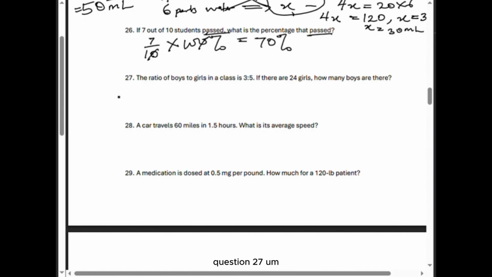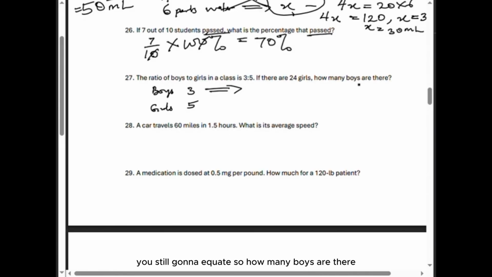Question 27. The ratio of boys to girls in a class is 3:5. If there are 24 girls, how many boys are there? So you have boys, right? You have it as 3, and you have girls, you have it as 5. You're still going to equate. So how many boys are there? So we're looking for the number of boys, real value of boys, but we have the real values of girls. So the same method, cross multiply this.